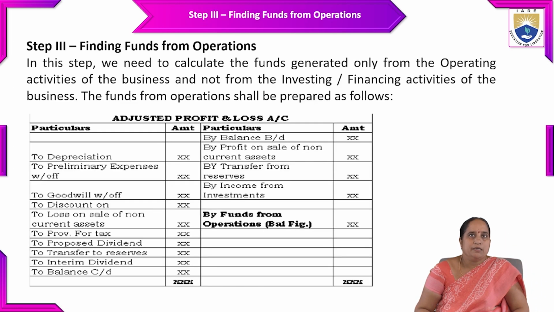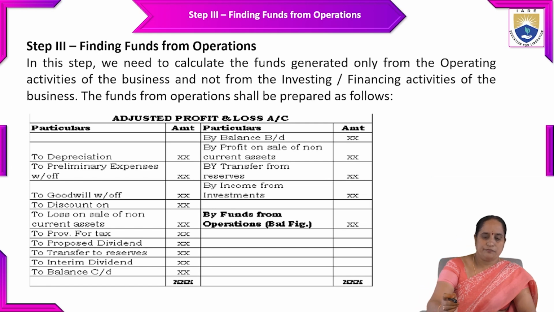Then, coming to step 3, finding funds from operations. In this step, we need to calculate the funds generated only from the operating activities of the business and not from the investing or financing activities of the business. The funds from operations shall be prepared as follows. Here we take the profit and loss account with some adjustments. The adjusted profit and loss account is taken in order to know the funds from operations.